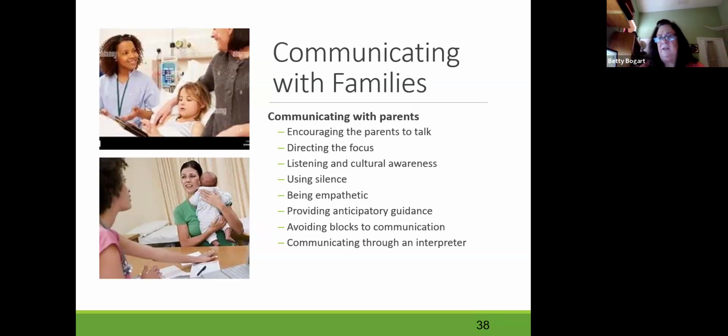Again, don't do anything that's going to block communication. And interpreting should never be through a family member. It should either be a staff member or that beautiful blue phone. Don't do it with a family member because they're going to put their own interpretation on what that family is trying to tell you. Okay.